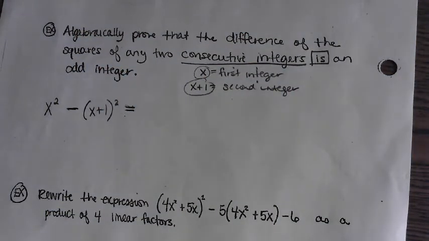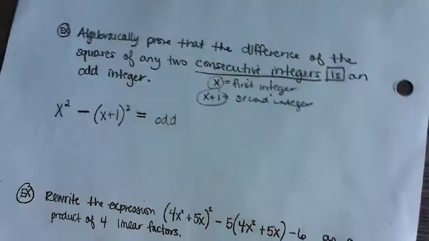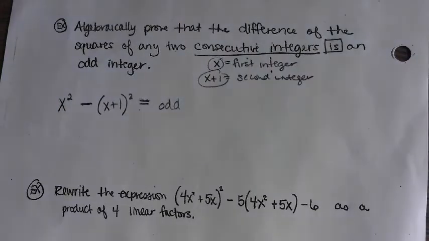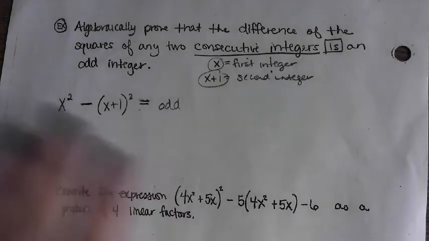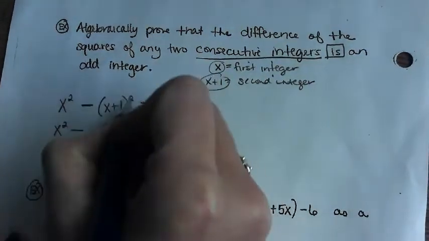Is odd. Now, odd is tricky because I'm just going to write odd for a second because I don't know even how I would do that. But this is what I'm trying to prove, okay? So as far as proving, the two-step process is simplify the left, simplify the right. We're not touching the right. Simplify the left. So we first have to square out this.